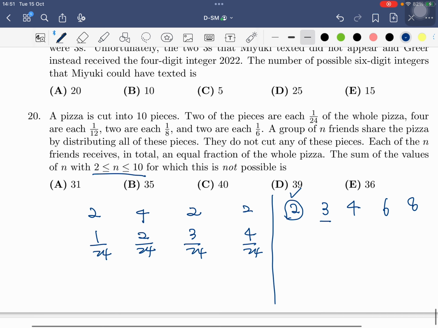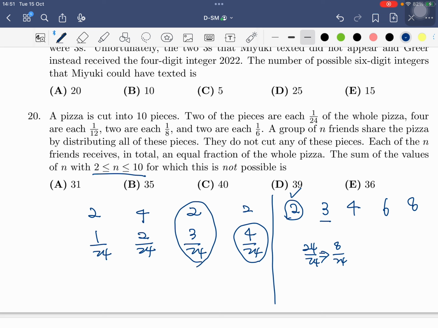So if it is 3, because now we have 20 over 24, we need to distribute 8 over 24. So for example, one person has 2 of this, which is 8 over 24, and the next friend has 2, like a 6 over 24, and 1 from here. Then we have 3, so 6 and 8. So this is also possible.